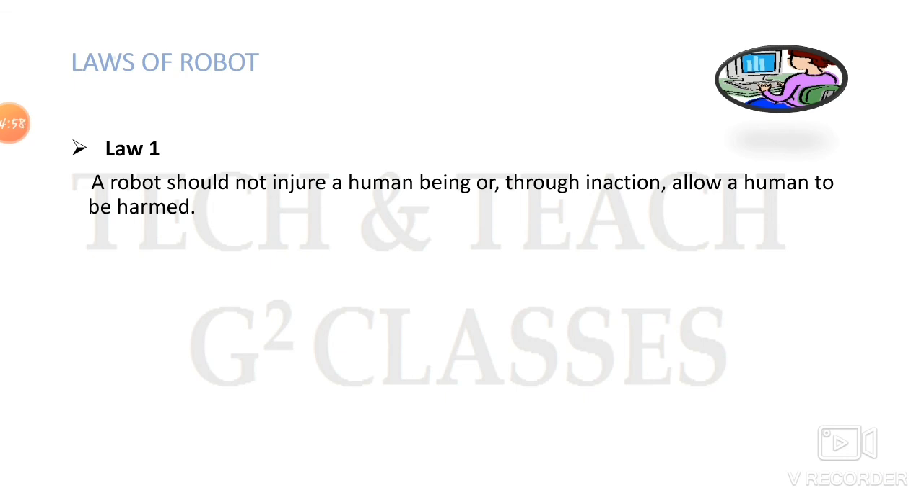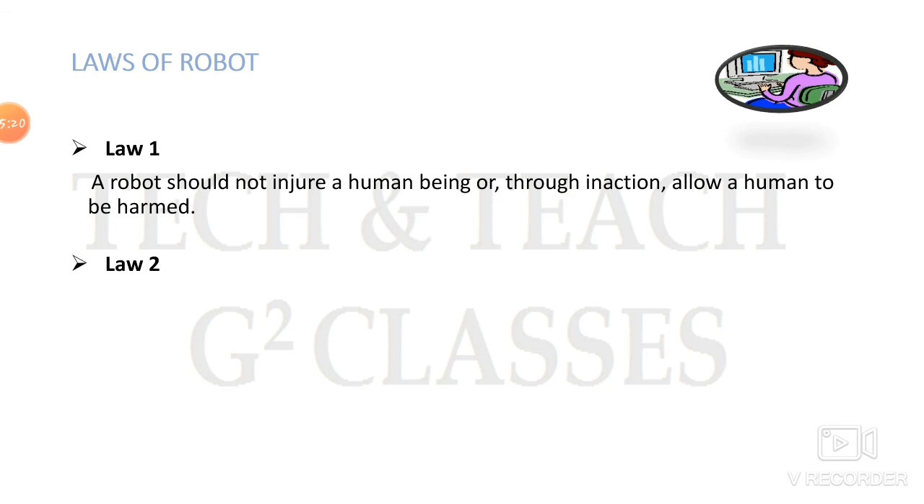A robot should not injure the human being. That is the first law. What is the second law? The second law is that a robot must obey orders given by humans. Whatever order I give to the robot, it should obey, but it should not conflict with the first law. It should not overcome or disagree with the first law.